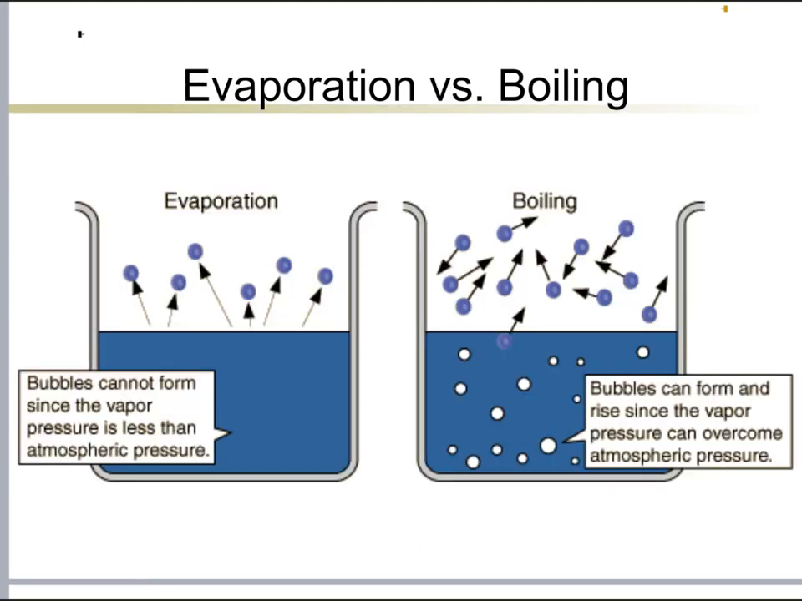So why doesn't the vapor pressure matter to evaporation? Well, in order to boil, we would need bubbles to form so that the bubbles can rise to the surface and escape. We don't need bubbles in evaporation. Evaporation happens only at the surface. So the vapor pressure isn't going to bother the gas formation for evaporation, but it will interrupt it for boiling.